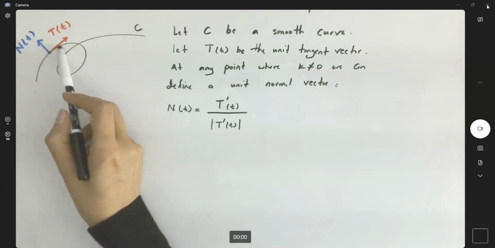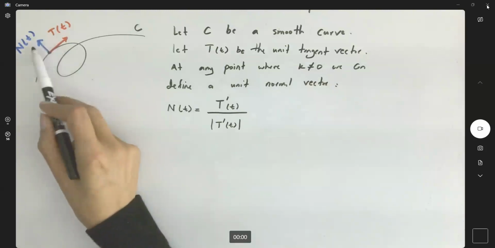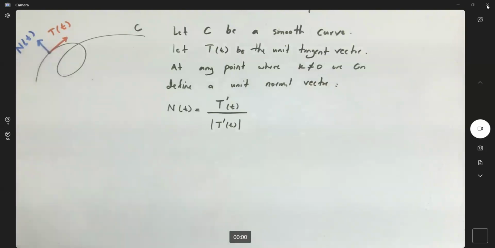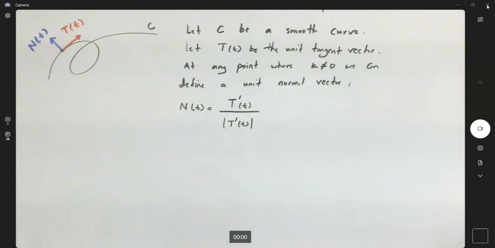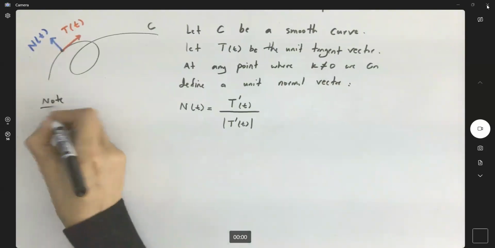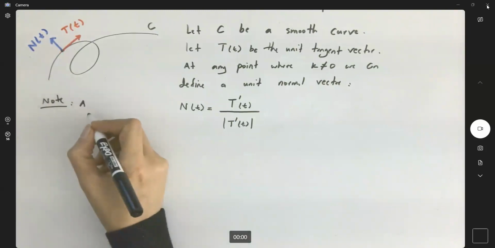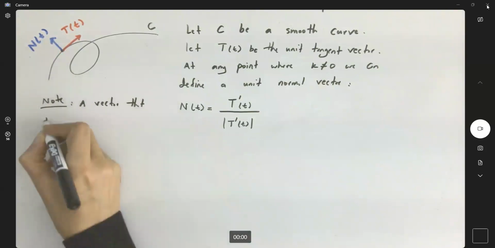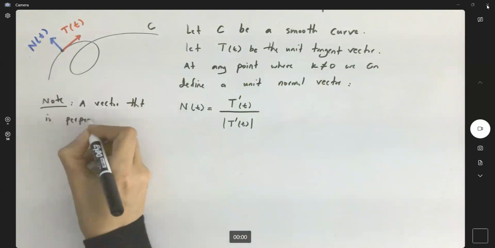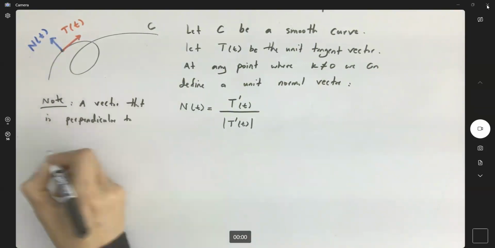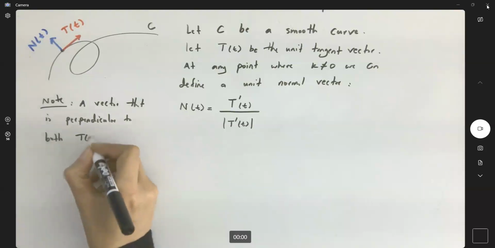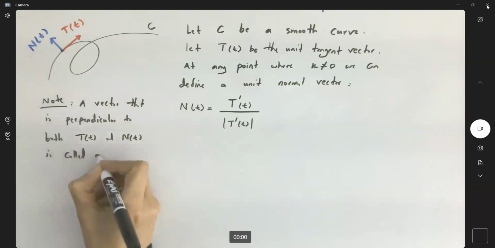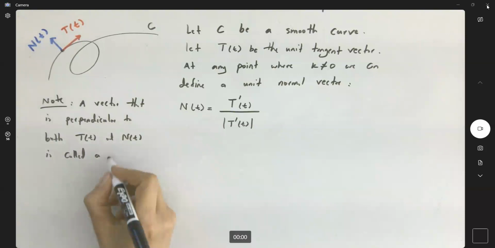The vector that is perpendicular or orthogonal to these two vectors is called the binormal vector. So let's introduce that guy as well. Note that a vector that is perpendicular to both T and N is called a binormal vector.